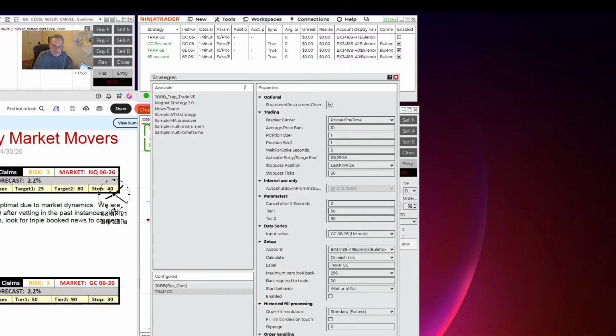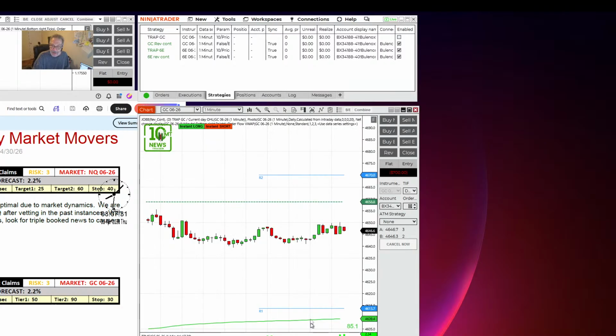Order number 1 is 50 ticks. Order number 2 is 90. Tier 1 is 50, tier 2 is 90. Choose the account you're trading, label the trade, apply it, and OK it.